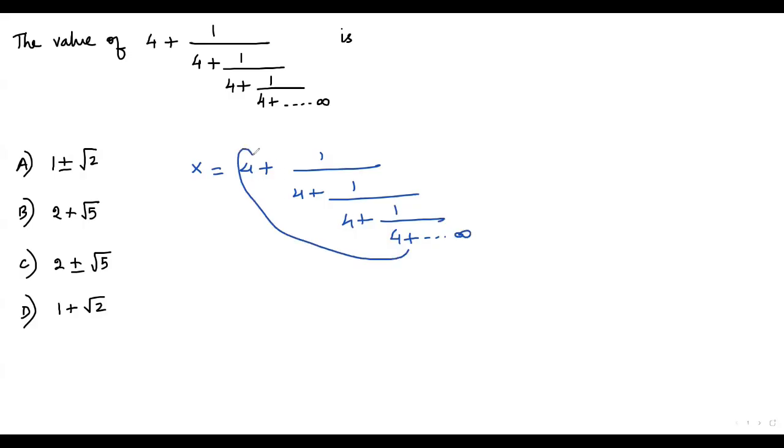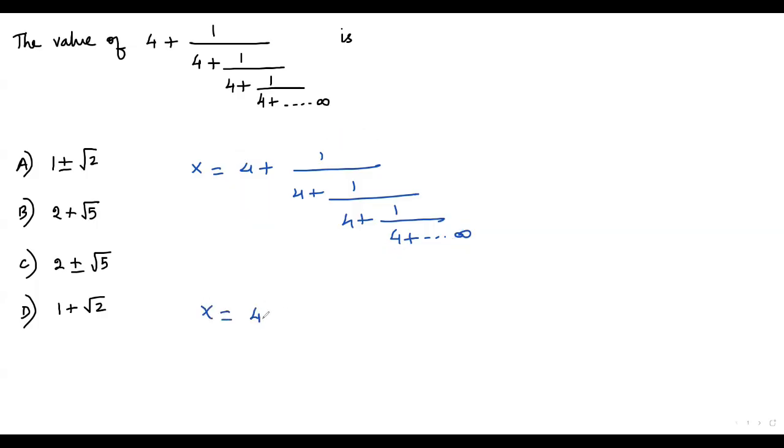Don't think that we have only 4 fours. Actually, we have an infinite number of fours. The pattern keeps continuing infinitely. Okay, so I assume that the value of this expression is x. In this problem, whenever we get an expression in this form, it has to be taken as x. Okay, let me continue.